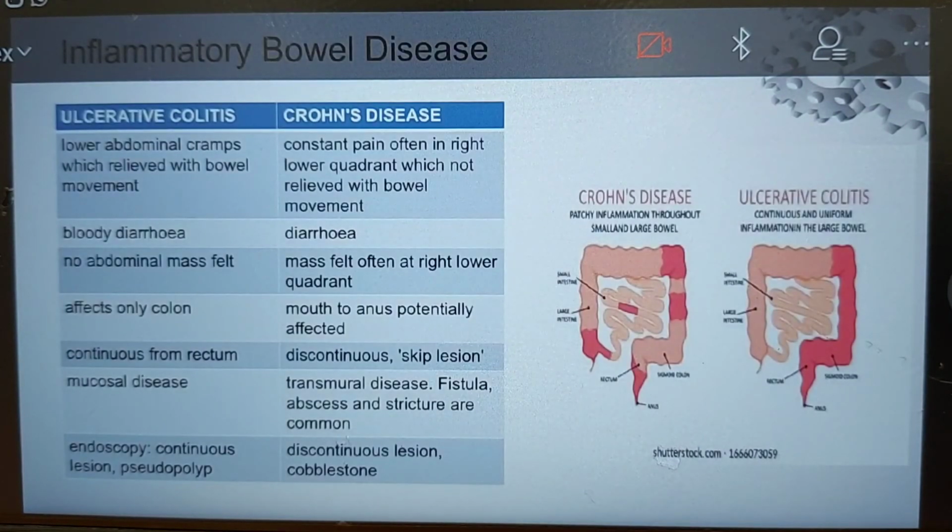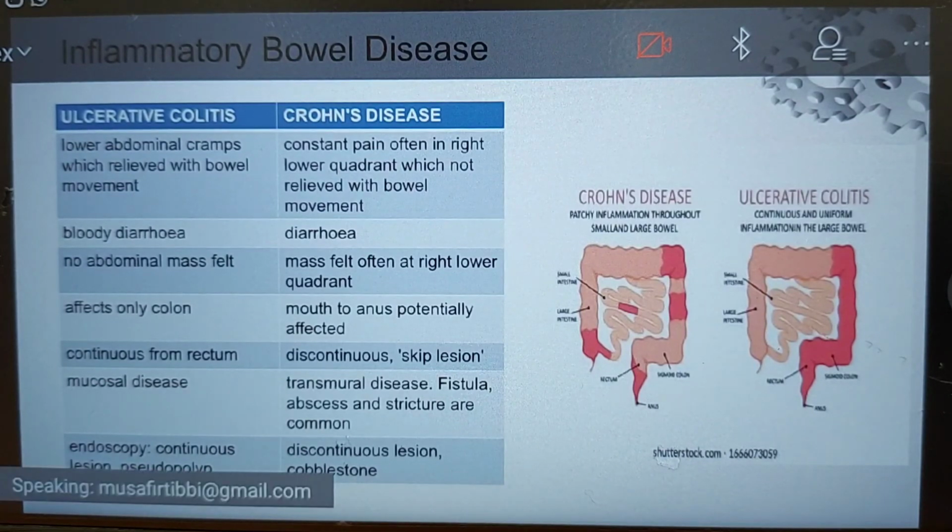So now next one is the inflammatory bowel disease. Under inflammatory bowel disease, we have Crohn's disease or ulcerative colitis. So you can see from the picture there, if there's Crohn's disease, the lesion is actually discontinuous, which we normally know as a skip lesion. Okay, so mouth to anus will potentially all be affected, while for ulcerative colitis, you can see the lesion is continuous from the rectum and normally affects only the colon.